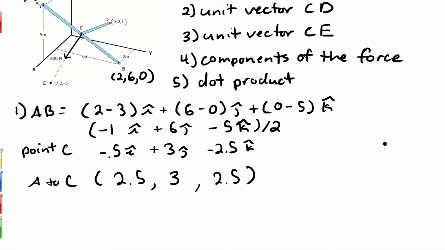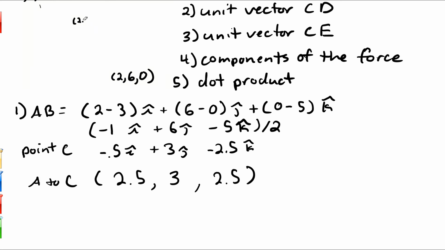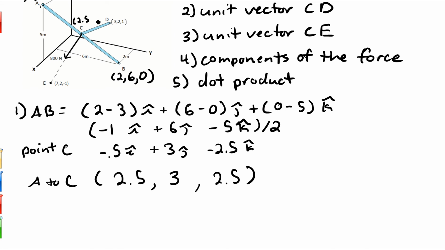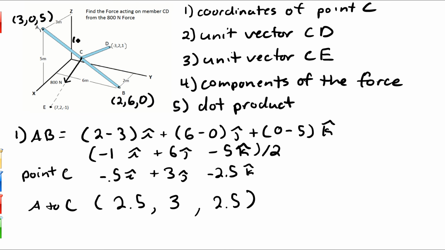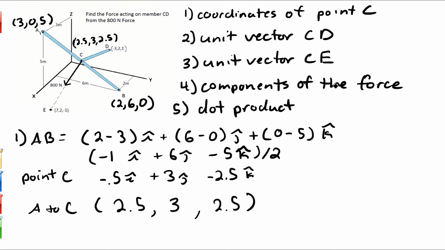So now we have our point C. So let's go ahead and label our point C as 2.5. Let me do it a little bit farther up. Oh, it did not go the way I anticipated. So we have 2.5, we have a 3, and another 2.5. So that's step 1.